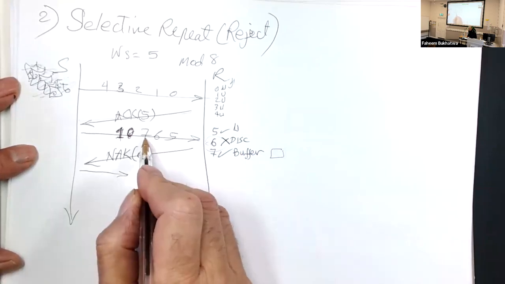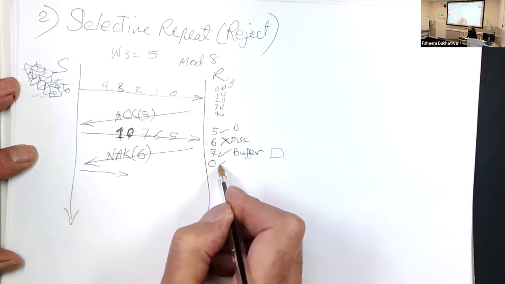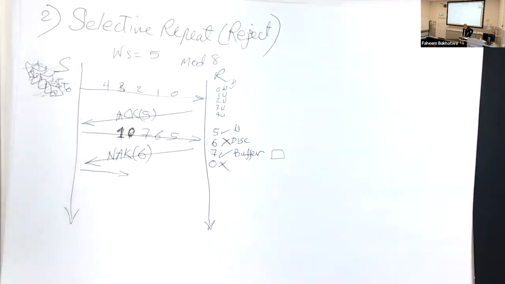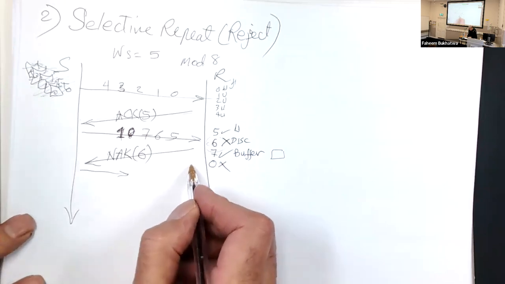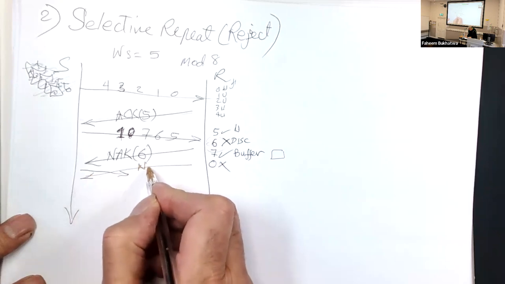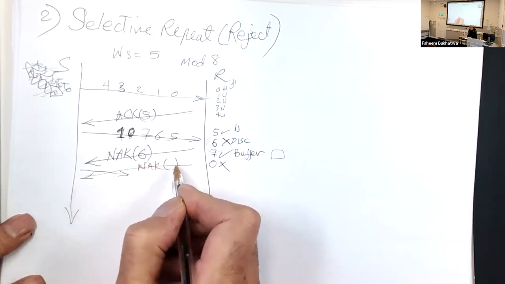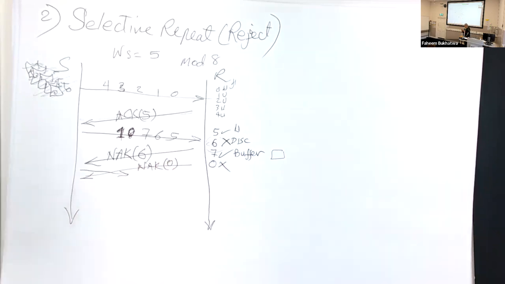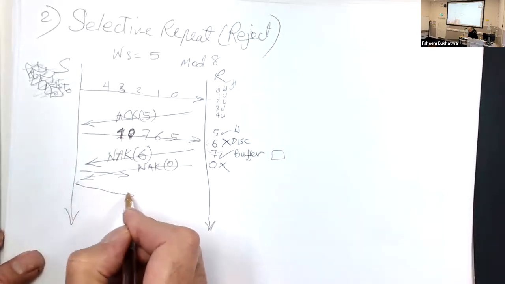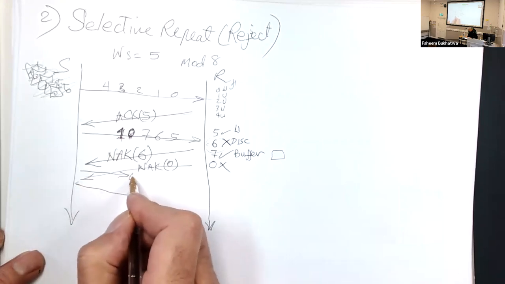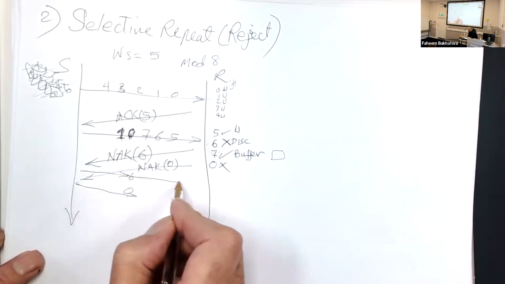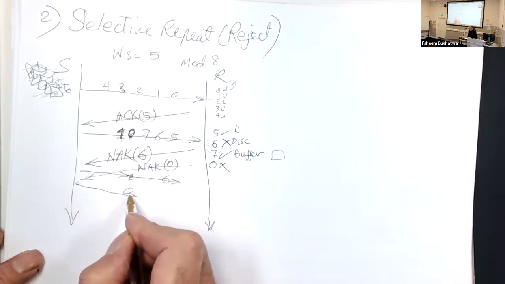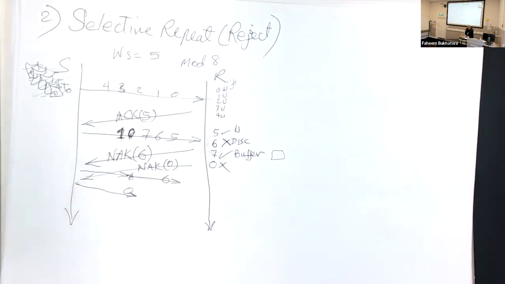Now, we got number 0. Number 0 also has an error. So what do we do? Any idea? Send another NAK. What number in that NAK? 0. So the NAK is very specific for one frame. That frame has a problem. So when the sender receives that, it will send us back number 0. So number 6 is being sent, followed by a 0. It's on the way, but we haven't got to it yet.